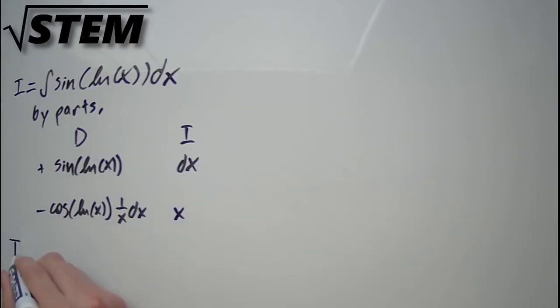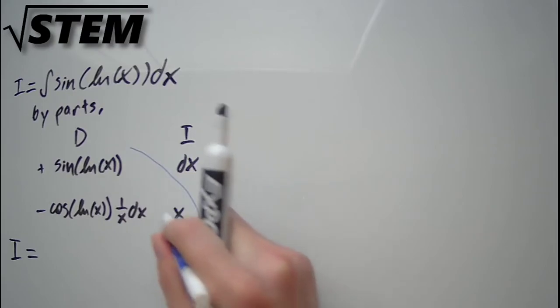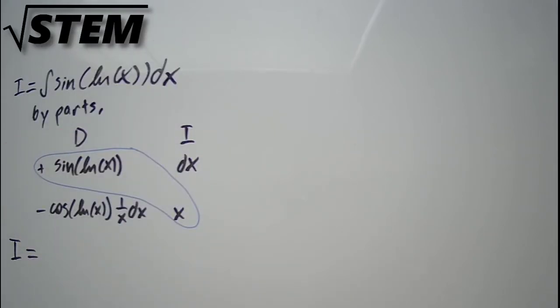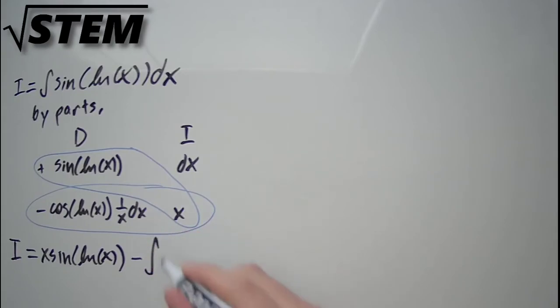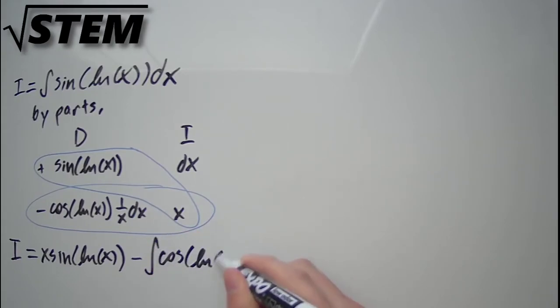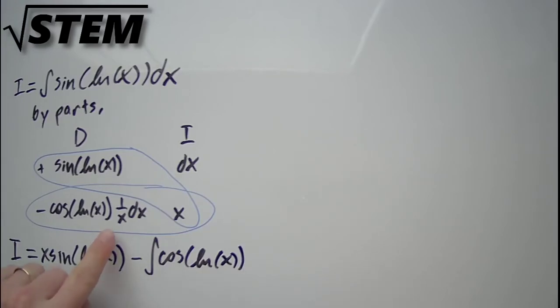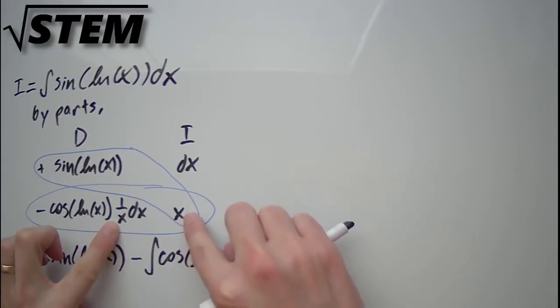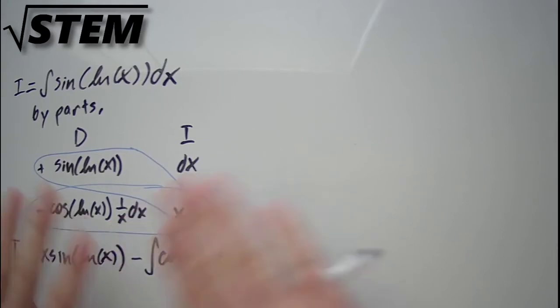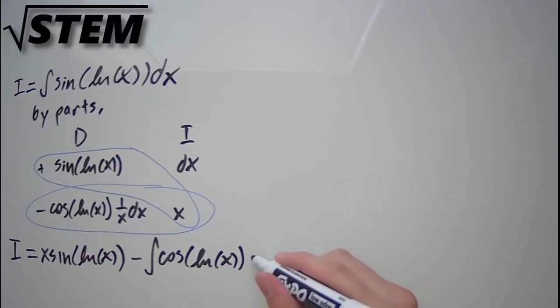So now, integration by parts tells us that our integral will be equal to, we're going to take these two parts and multiply them together, positive, so we'll have x sine of natural log of x. Then we'll take these two parts and integrate them with a negative sign in front. We have negative the integral of cosine of the natural log of x. Now we have a 1 over x and an x. X divided by x just cancels out to 1, so I'm not even going to write those. dx.